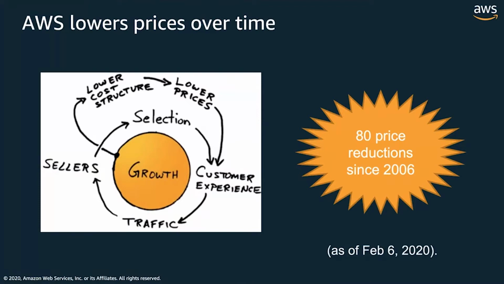So since 2006, and this figure is only true as of February the 6th this year, there are probably subsequent price reductions, but we've had 80 price reductions across our portfolio. So this cycle of growth, this cycle of reducing the cost of our infrastructure use because of aggregation continues, and you can expect to see subsequent price reductions as we move forwards as well.